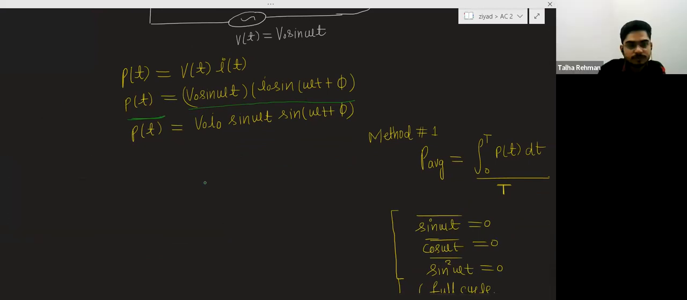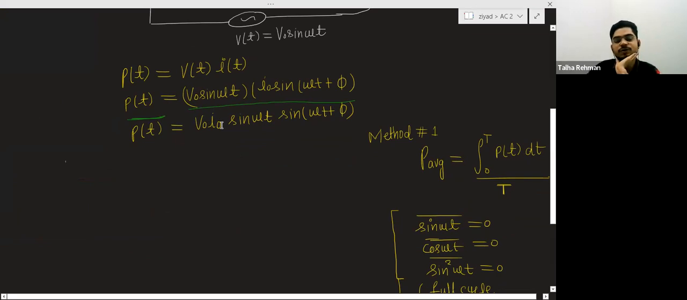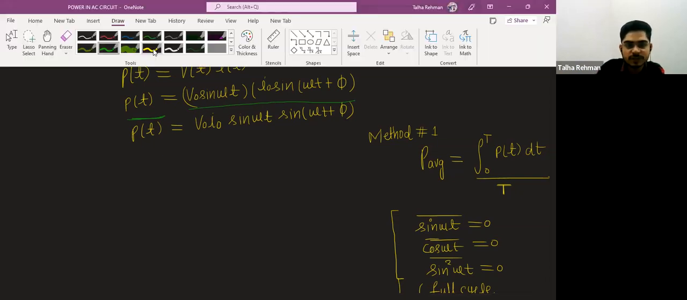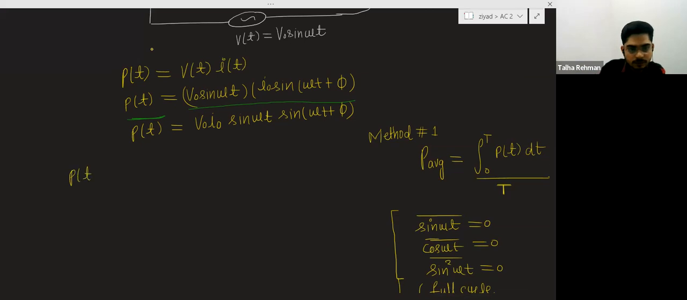Now see, V naught and I naught are constant values. V naught is the peak value of the voltage. I naught is the peak value of the current. If you take the average of V naught, it will be V naught. If you take the average of I naught, it will be I naught because these are constant values. So we can write the average of this as V naught and I naught, average of sine omega t, sine of omega t plus phi average. This average is for a full cycle.